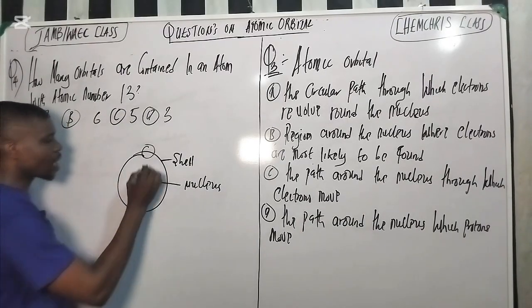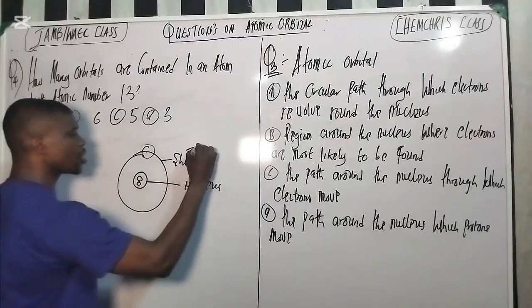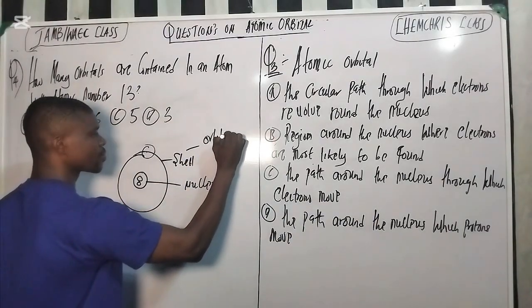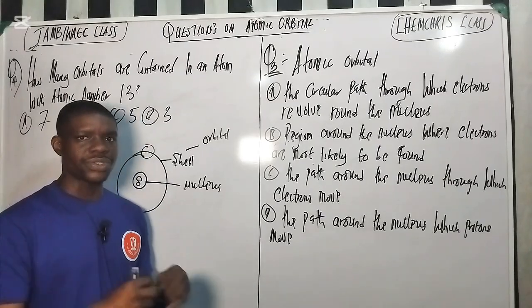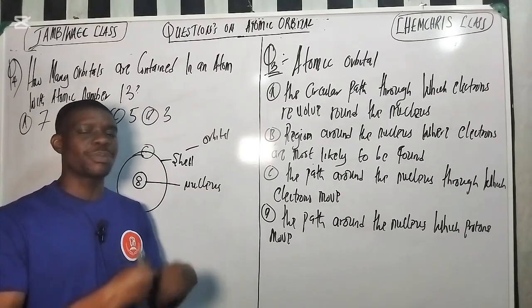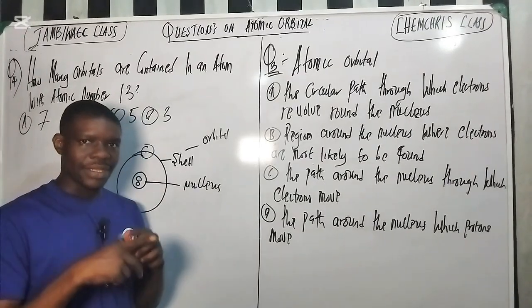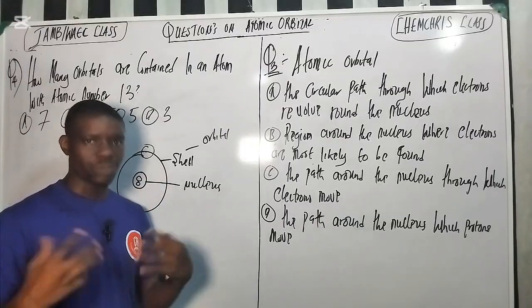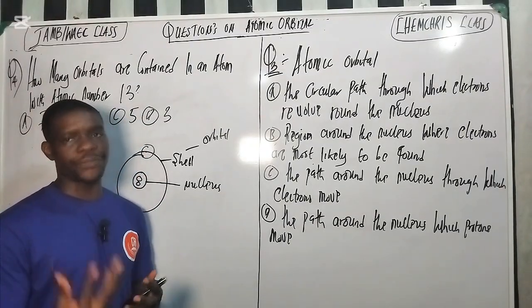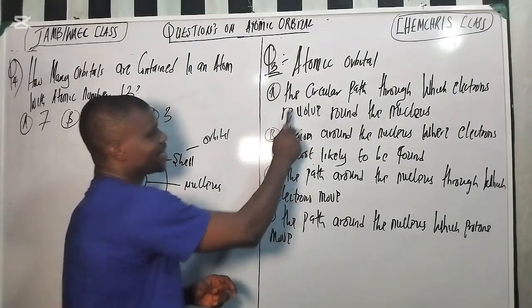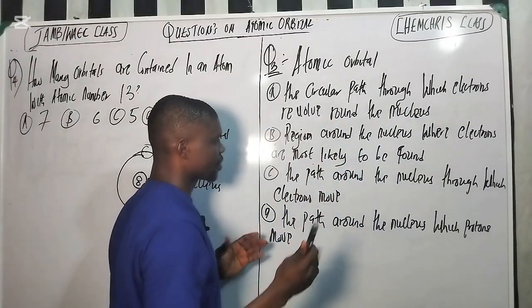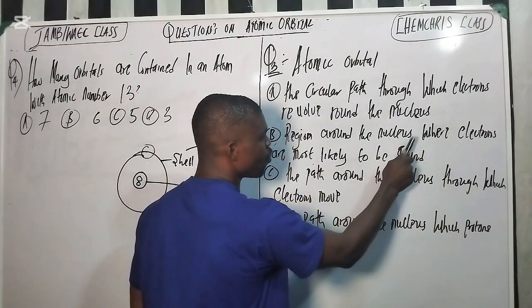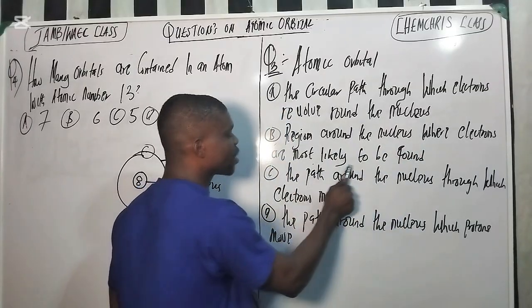Now, they are talking about the shell. The shell, you also know as the orbital. Orbital is where electrons are located or are likely to be found. In that orbital, electrons revolve around the nucleus. It might be confusing because here we say the circular path through which electrons revolve around the nucleus, and the region around the nucleus where electrons are most likely to be found.